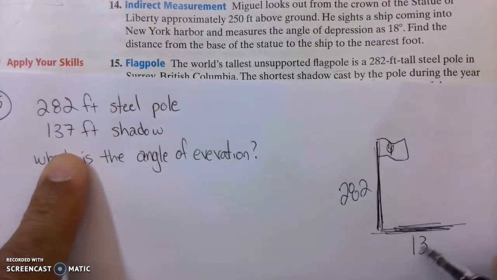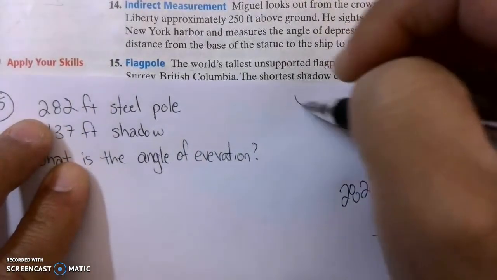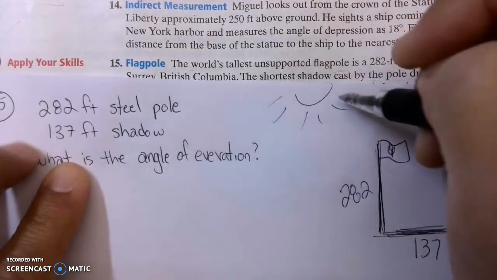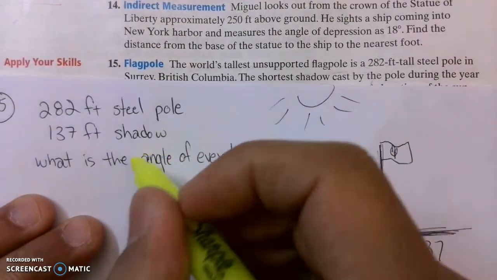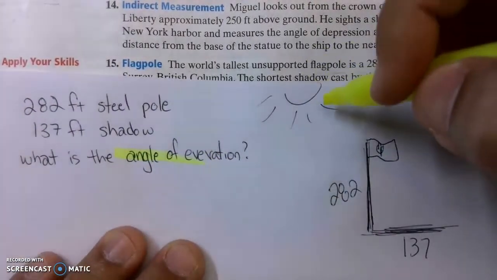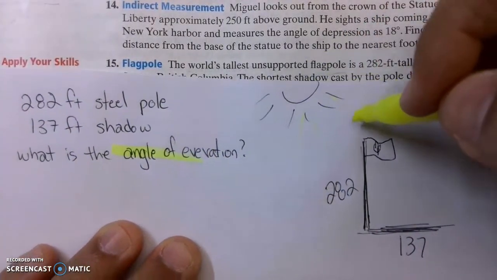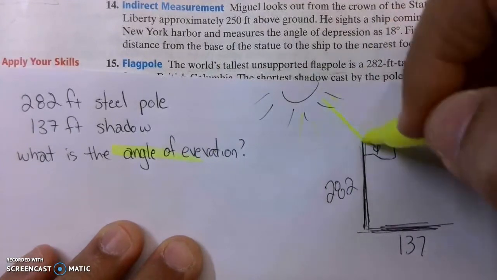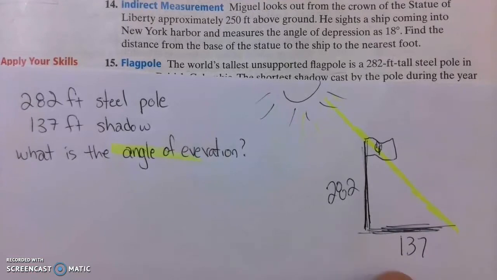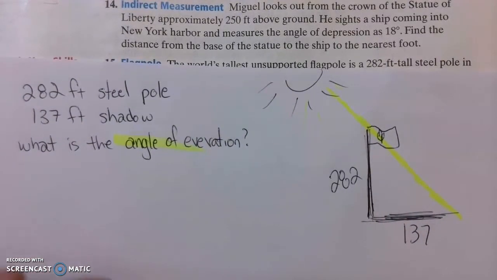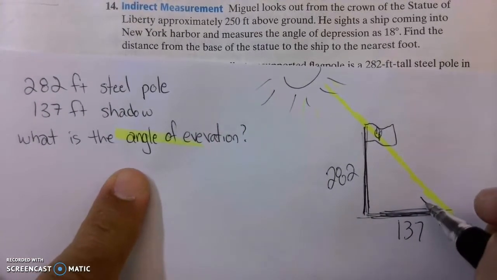The shadow is 137. Of course, the sun is up here. And then what are we trying to find? We are trying to find the angle of elevation, so that will be x. Now, rays of sunlight go this way, and the way you cast a shadow is it hits the pole, and then it hits the ground. And this 137 is the shadow. You want to know the angle of elevation up to the sun?